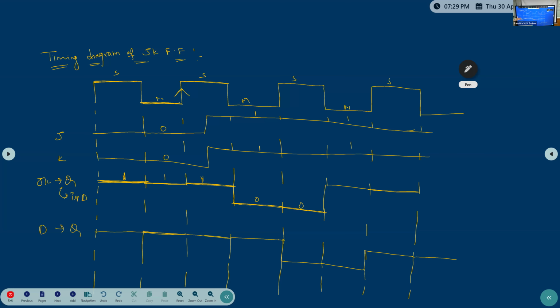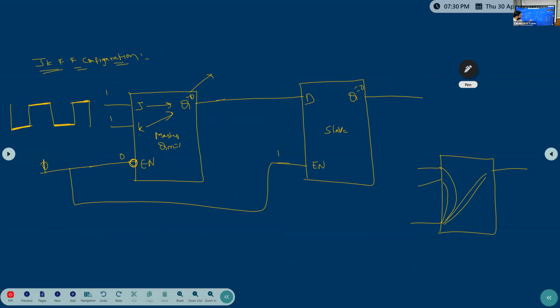If someone asks for a negative edge triggered flip-flop, it is quite opposite. This will be master, this will be slave. Clear? So there you need to make the bubble here instead of there. That's it, simple. The remaining configuration is the same.